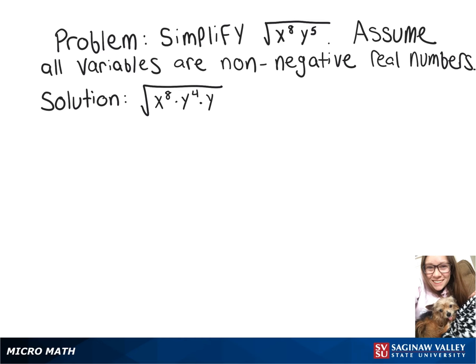And now since taking the square root is like raising it to the 1 half power, we can divide our exponents by 2. So outside of the square root, we have x to the 4th times y squared, and then inside the square root, we still have y. So our final answer is x to the 4th times y squared times the square root of y.